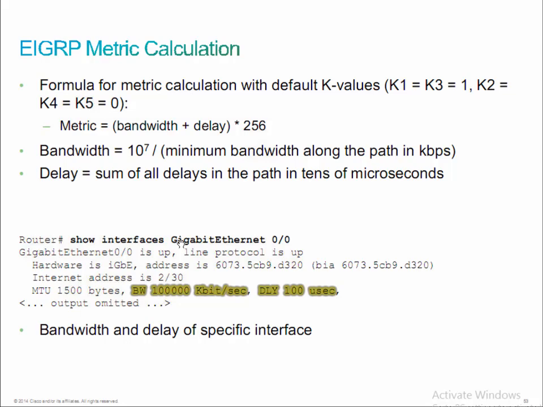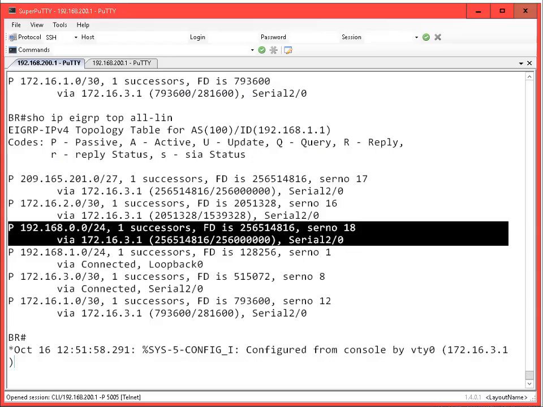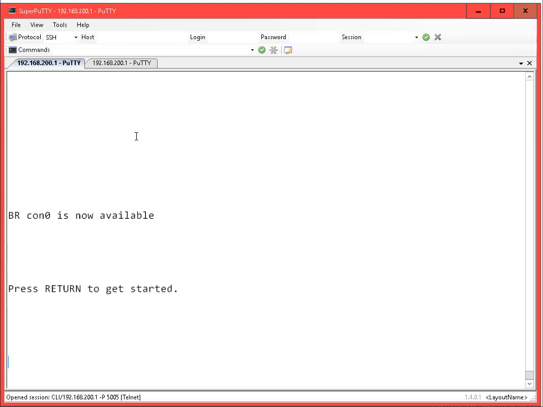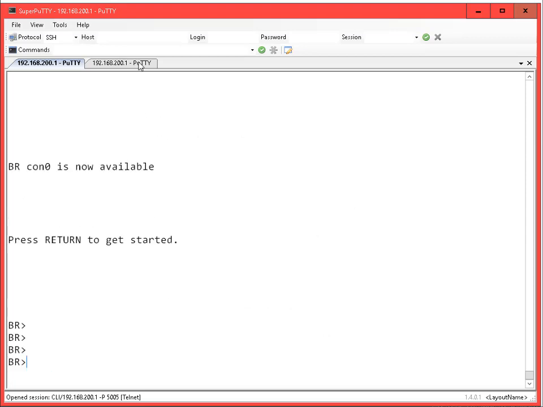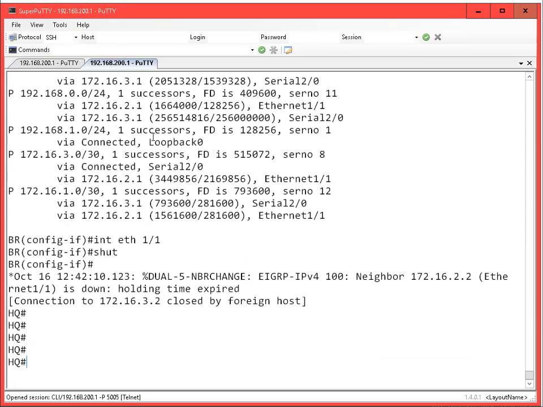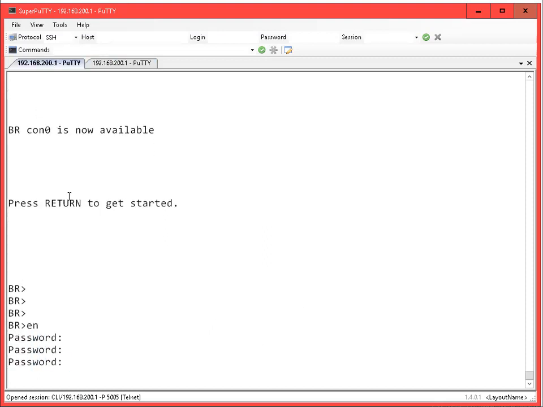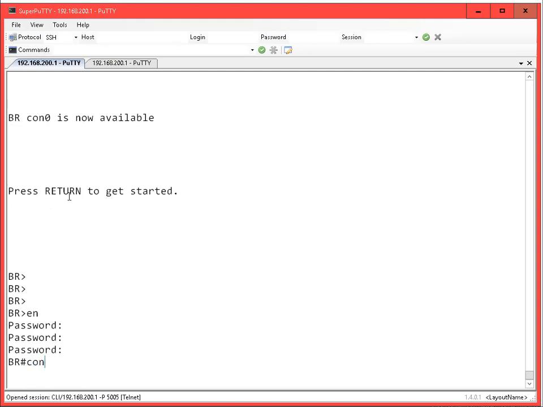Now, there is one other thing that I want to mention, because I didn't show you guys this before. We already know that we can manipulate the path metric. Let me make sure I'm in the right router. So I can manipulate the path metric by going into an interface. So let's do a show run interface Ethernet 1.0.